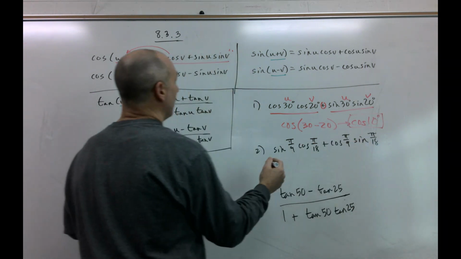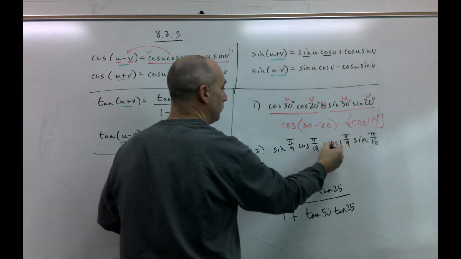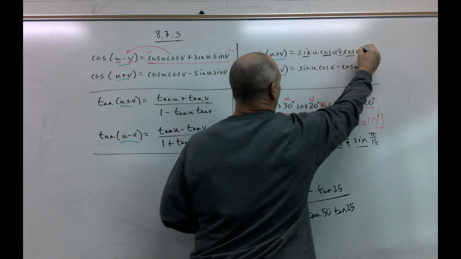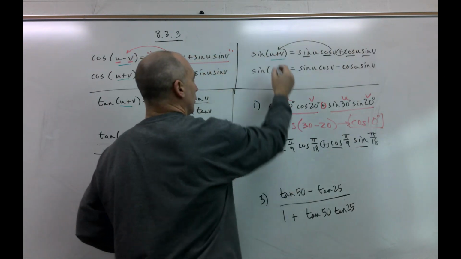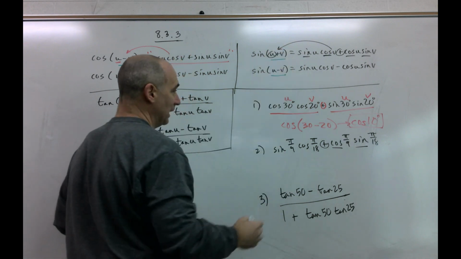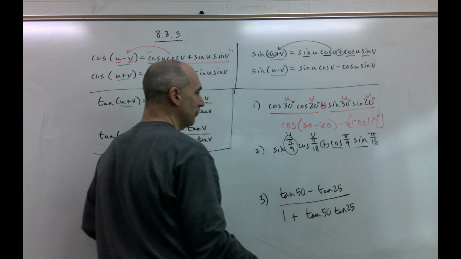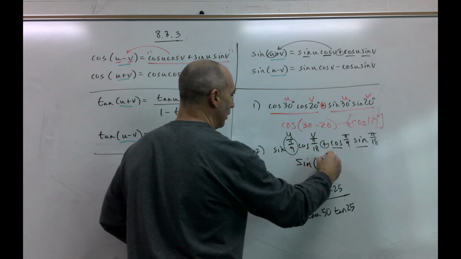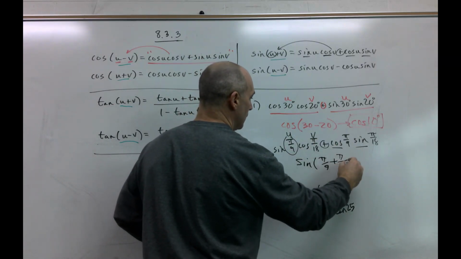Where is that? Well, sine cosine plus cosine sine. So we got to go from there to here. So what we need to do is take the first angle, or radian. In this case, it's a radian. There's my u. That means this is the v. And this is going to turn into sine of u, pi over 9, plus v, which is pi over 18.